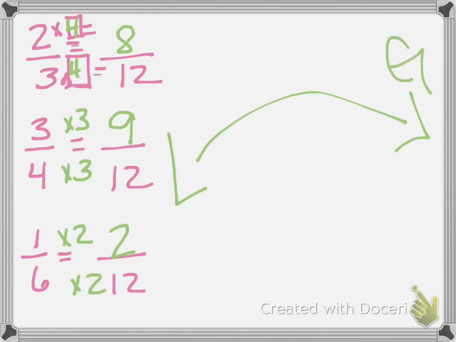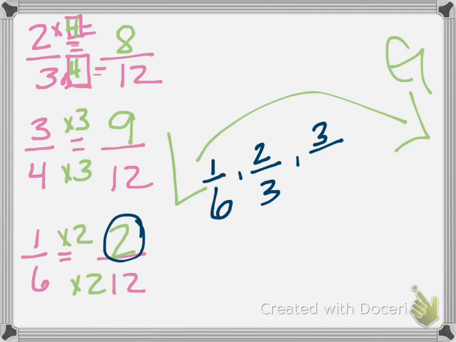So here we go. The smallest is 2/12, but the original fraction was 1/6. The second number was 8/12, but the original fraction was 2/3. The greatest fraction was 9/12, and the original fraction for that was 3/4. So here are my fractions listed in order from least to greatest.